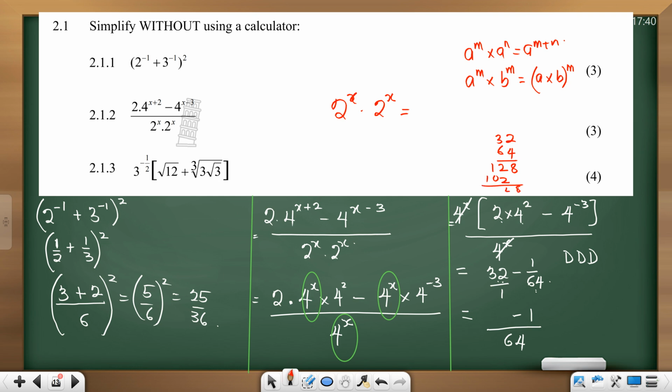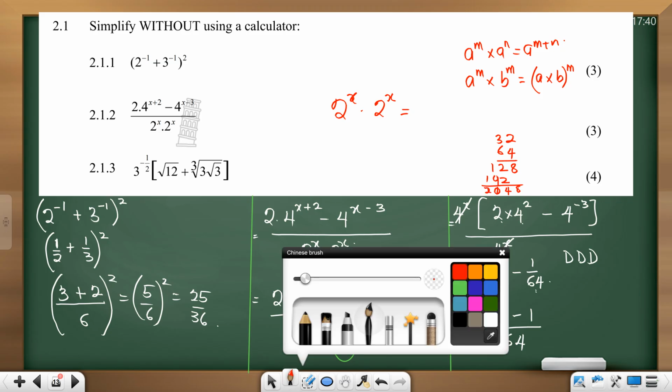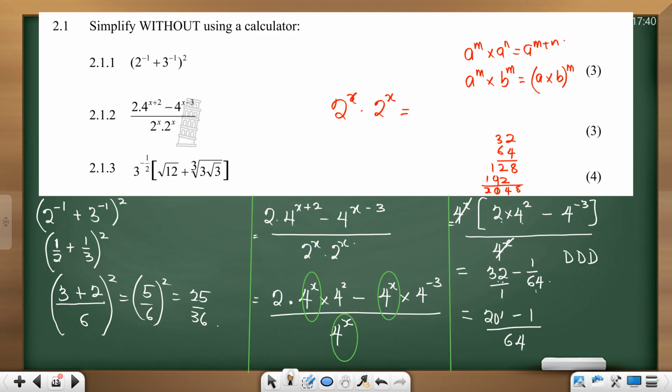So what do we have? 8, 4. Is that correct? 1148. I feel something is wrong. 6 times 2 is 12. 6 times 3 is 18, which gives me 19. Yeah. 2048. Beautiful. But show that step. 2048 minus 1, which gives me 2047 over 64.